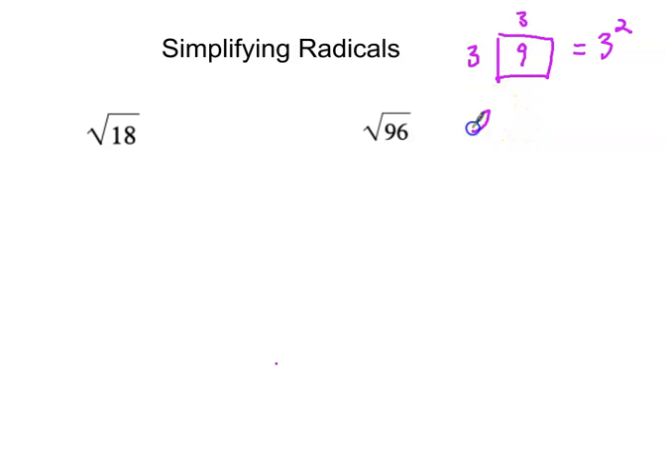Because if you have, let's say, 2 squared equals 4, then the square root of 4 equals 2, because 2 times 2 is 4. So what are our perfect squares?